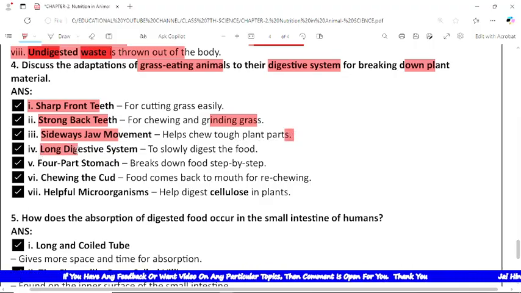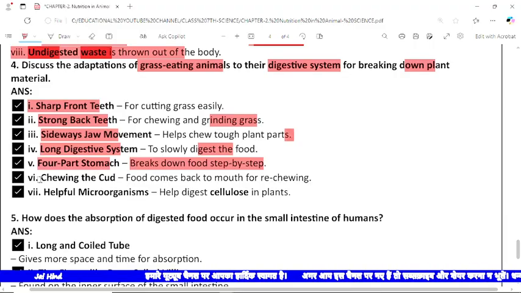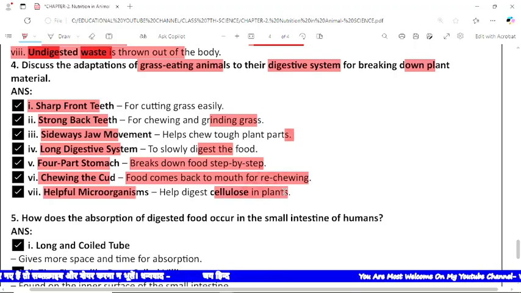And the next is a long digestive system, which digests the food slowly. Next is a four-part stomach. It breaks down the food step by step. Now the chewed food comes back to the mouth for rechewing. Next is helpful microorganisms. They help in digesting cellulose in plants.